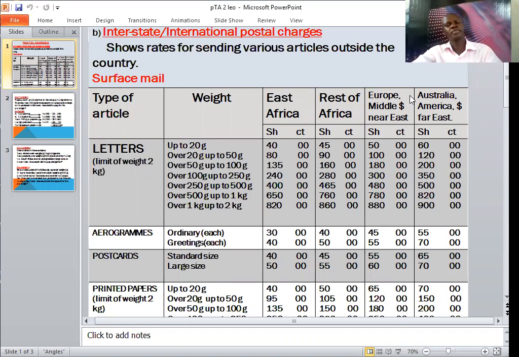You remember last time in our previous lesson, we looked at what we call inland postal charges. And we say that one is a way of sending articles within the country. Let's say it can be from Kisumu to Kakamega or from Malaba to Mombasa. All those towns are within Kenya. We call that one inland postal charges.